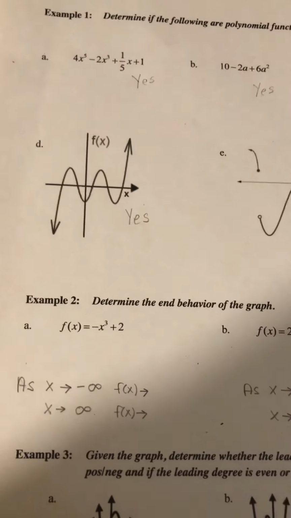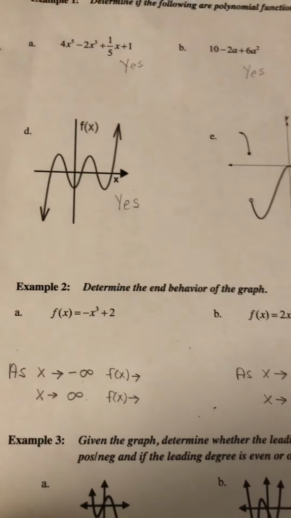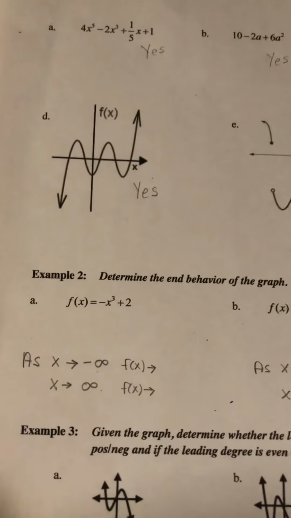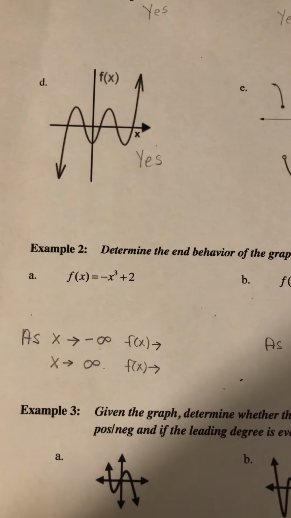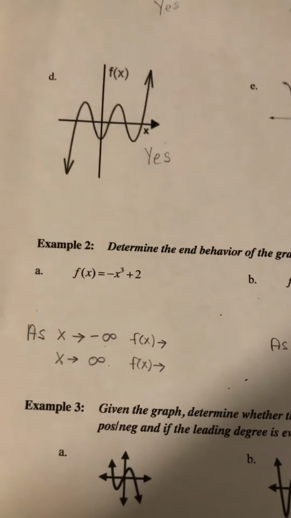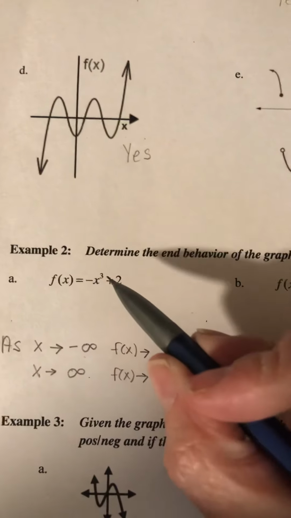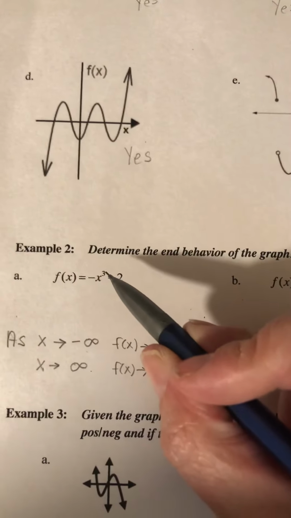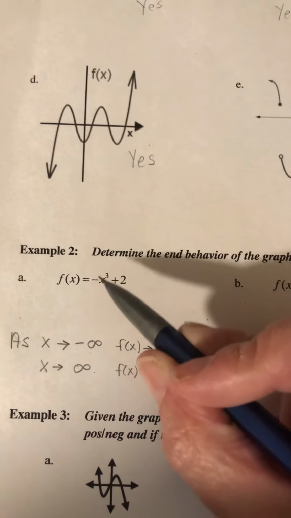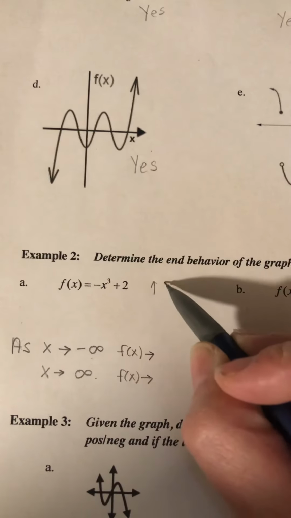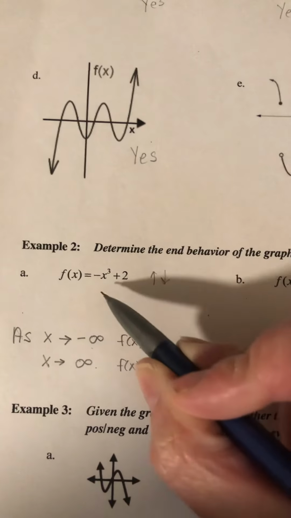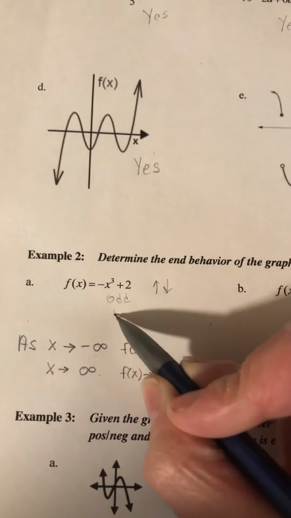The next one is asking us, what is the end behavior for the graph? So I just wrote out the notation, so it'd be a little bit faster to fill in. When I look at this letter A, f of x equals negative x to the third. So it is an odd degree. Odd degree means it's going to go in different directions, and it's a negative, so that means it's going to start up and end down. So again, it's odd and negative.